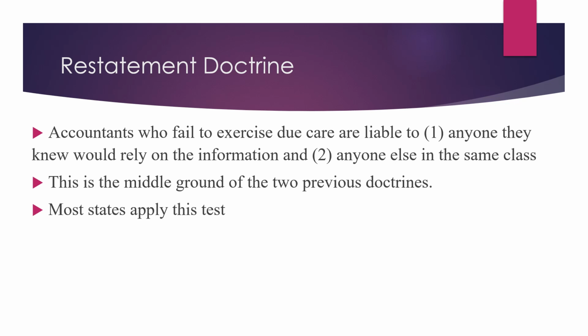The last doctrine, the third doctrine, is the Restatement Doctrine. Actually, it's Section 552, Restatement of Torts Doctrine. It's written in the law of torts, which is where negligence is found. This is the middle ground rule. This is where the majority of the states lie. Accountants who fail to exercise due care are liable to 1, anyone they knew would rely on the information, and 2, anyone else in the same class.